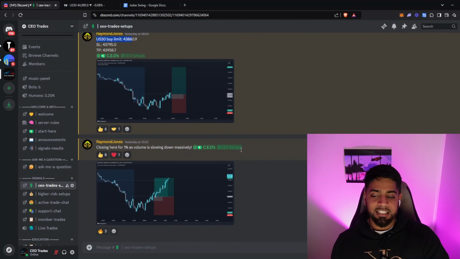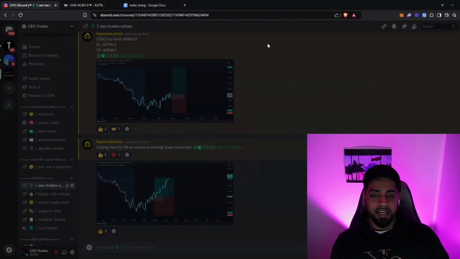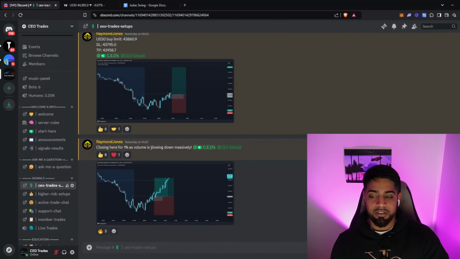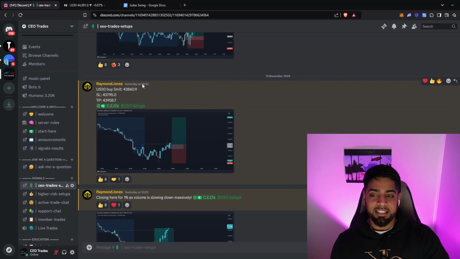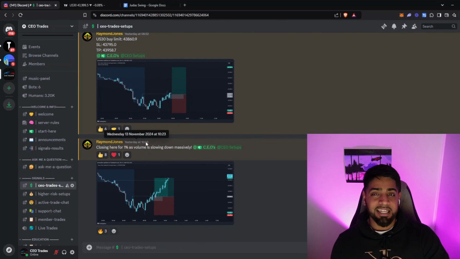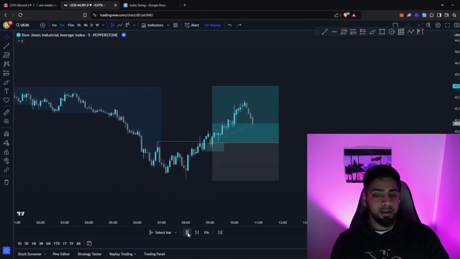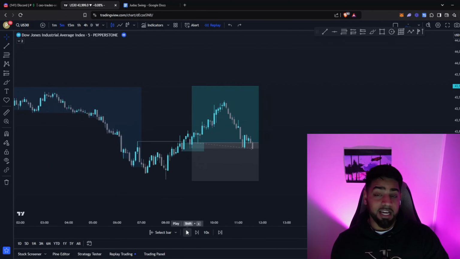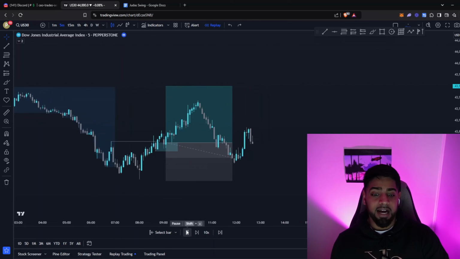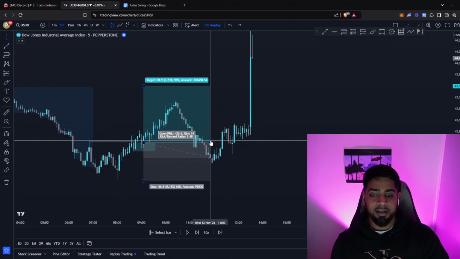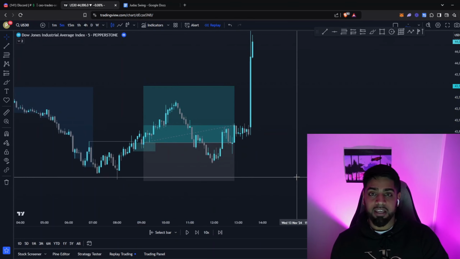So this is actually where I told everyone in the VIP group to close the position for 1% gain because volume was slowing down massively. Now here's me sending the screenshot, here's me telling everyone to close the position. And as we can see, I sent the trade at 8:52 and at 10:23, I told everyone to close the position due to slow volume. And what happens next? Price turns the opposite way. And if I hadn't told everyone to close their position, then we would have been taken out at break even.